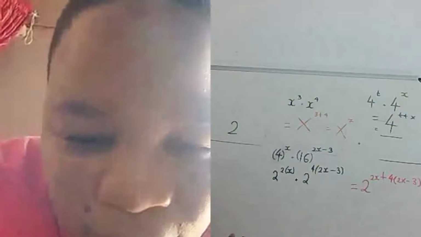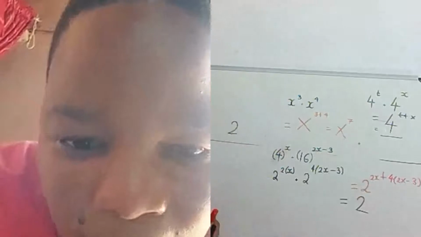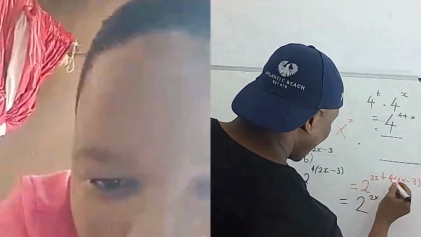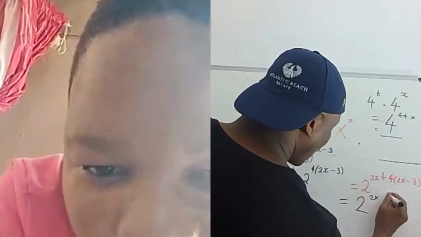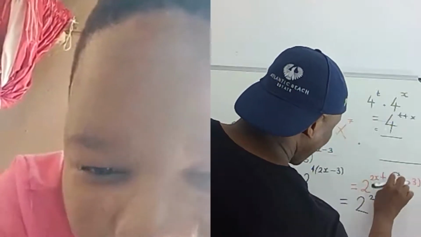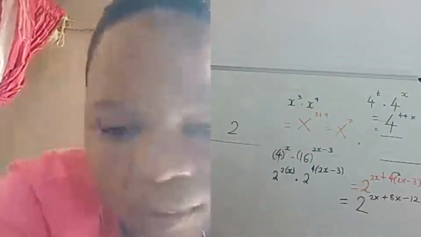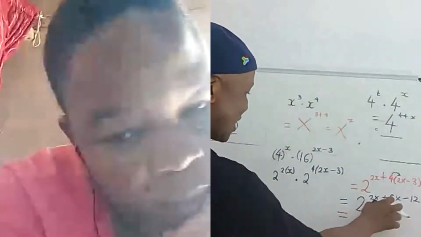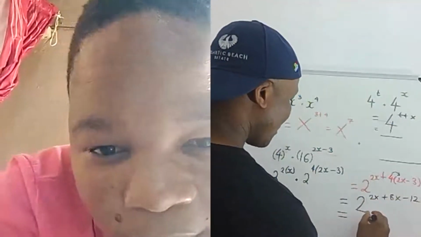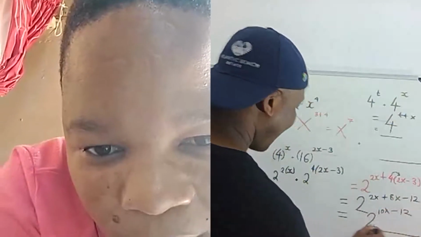Okay, so for that case, we can simplify further. Our base is just a base, and we can put this together because we know how to put them together. So 2x is just 2x plus 4 times 2, which is 8x, and then plus 4 times negative 3, which is negative 12. Then we put similar terms together: 2x plus 8x equals 10x. So it's 10x minus 12.